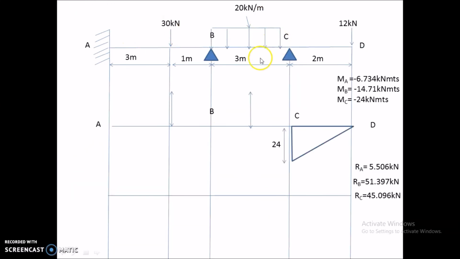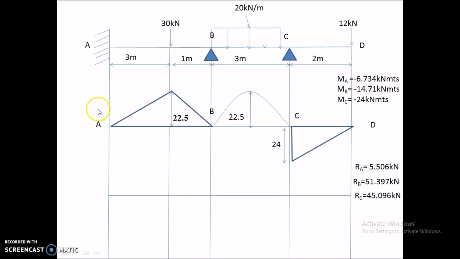So this is our beam and these are our calculated values. And this bending moment diagram we had already done in step 1, that is the free bending moment diagram. So after drawing these free bending moment diagrams, we have to plot these values here. So that completes the bending moment diagram.